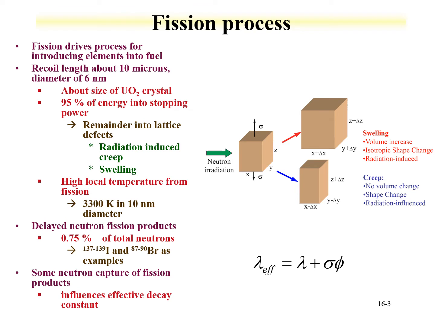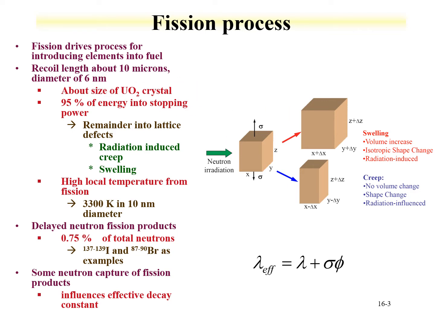The fission process is necessary in reactors for the production of heat and the ultimate production of electricity. The fission process is also the source for the introduction of other elements into the fuel, whether they be fission products or actinides through capture. Now in the fissioning process, and we reviewed this earlier, fission products will recoil about 10 microns in UO2 with a diameter range of about 6 nanometers. So imagine there's not a lot of straggling, very little distribution along the width of this recoil. This happens to be of the size of a UO2 crystal.